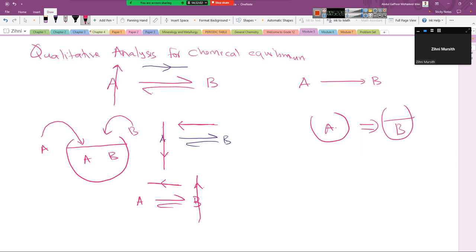Can you understand? Okay, now again, if we have A becomes B, now if I reduce B, which means I'm just taking some B out, what will happen?